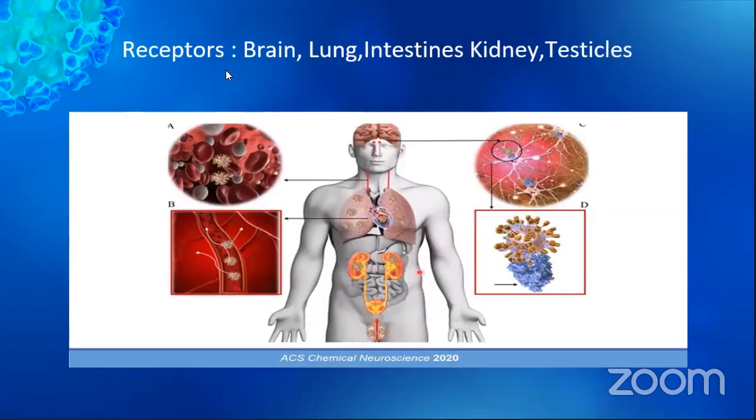This picture shows that ACE2 receptors are present, as you can see, in the brain, in the lungs, in the kidneys, in the intestines, and of course testicles. But the most effects which are documented are on the brain, kidney, lungs, and intestines.